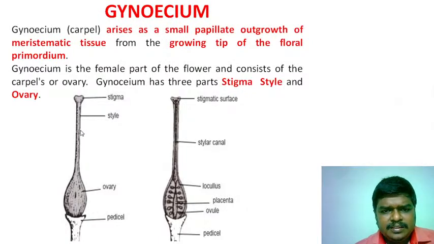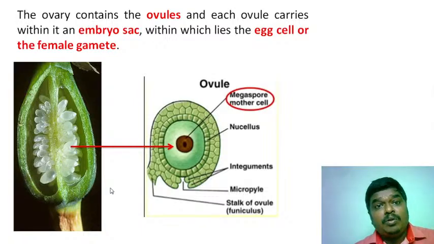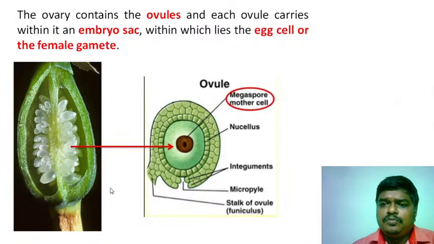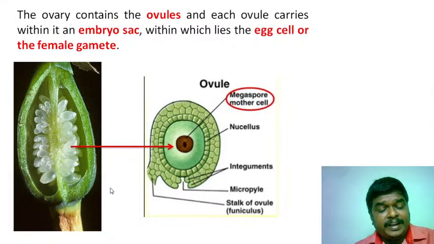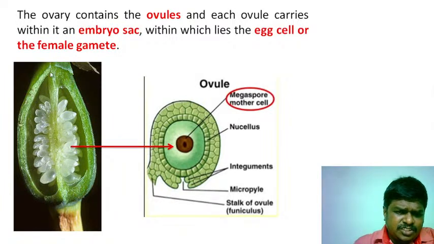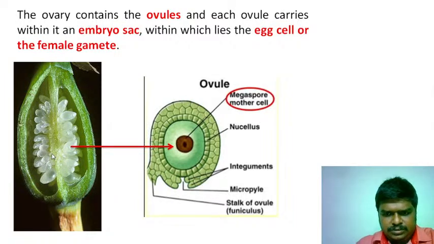So the stigma, style, ovary. Inside the ovary, ovules are there, and then the placenta. This is a gynoecium. Now I'm going to explain to you about the development of the female reproductive structure. This is the typical structure of the ovary, and you can see these are all ovules. The ovules are attached to the ovary with the help of placenta.